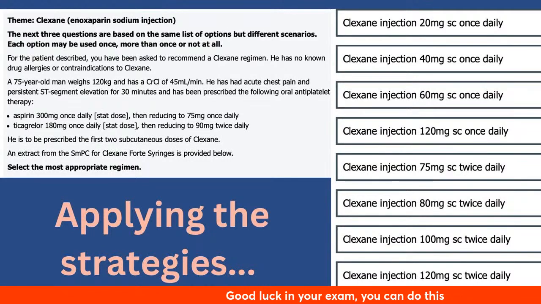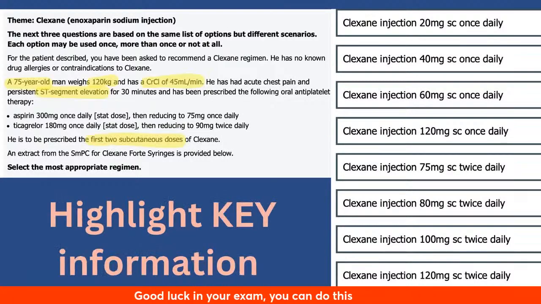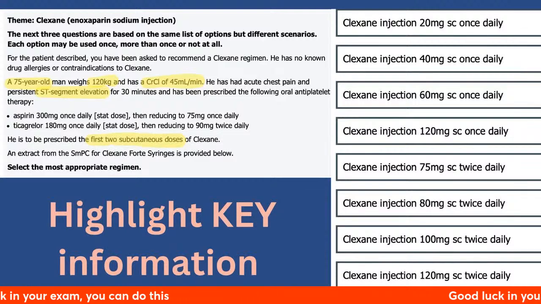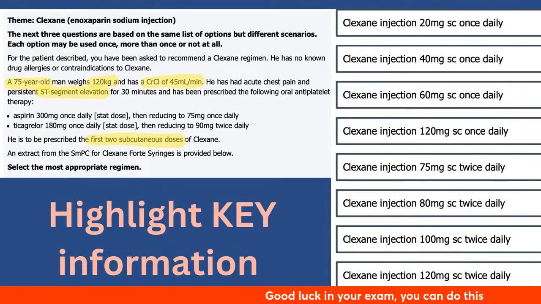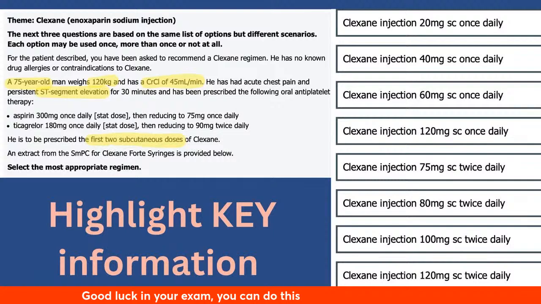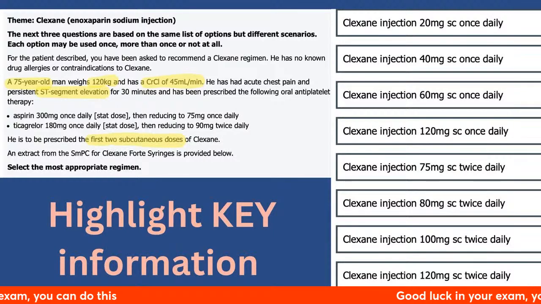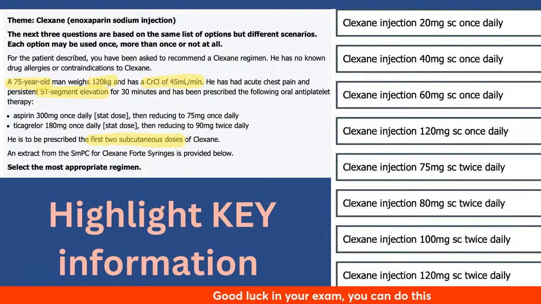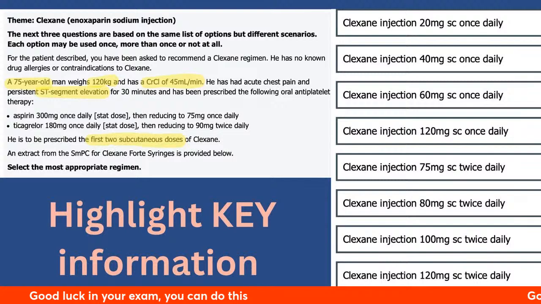So in terms of how I always tackle my SPC questions, I highlight the key information. We know that Clexane is always going to be on a milligram per kilogram basis, so I highlight patient age, weight. Oh, the patient's got renal impairment. That's important. We've got ST segment elevation. That's what they've got. And we want to find out the first 2 subcutaneous doses.